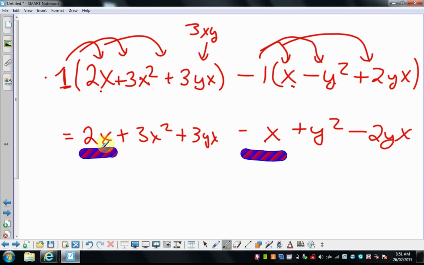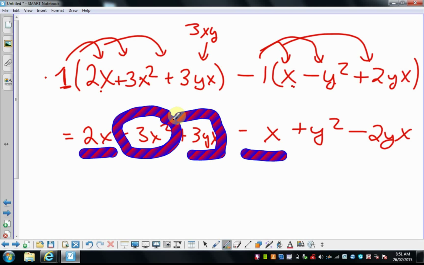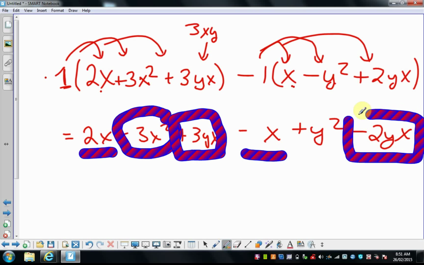So what I'll do is I'll look, my first term is an x. I have an x over here, so I have 2x, I have minus x. Then I have an x squared, so I have 3 plus 3x squared. Maybe I didn't use the right pen for that, but that's plus 3x squared. I don't have any x squareds there, so that's fine. My next term is plus 3yx, and I do have negative 2yx over here, and that leaves me with this guy right here. So I could collect the like terms and add them together now, or I could group.